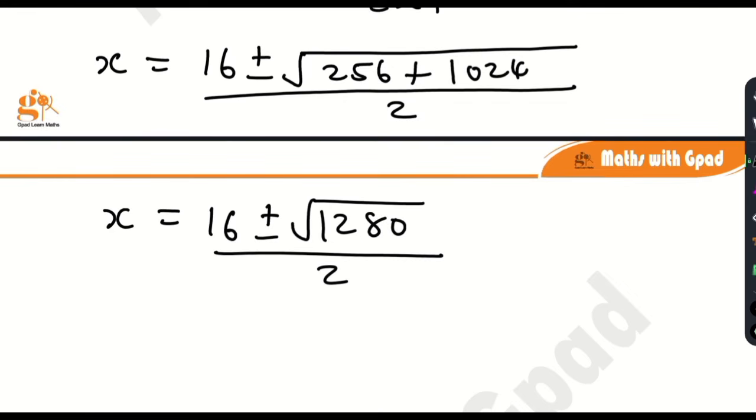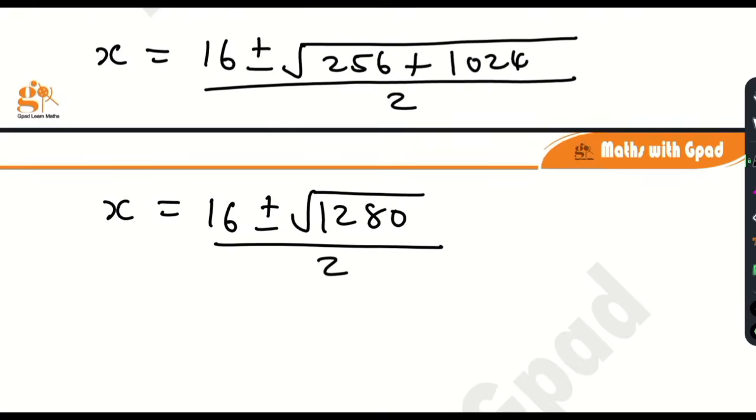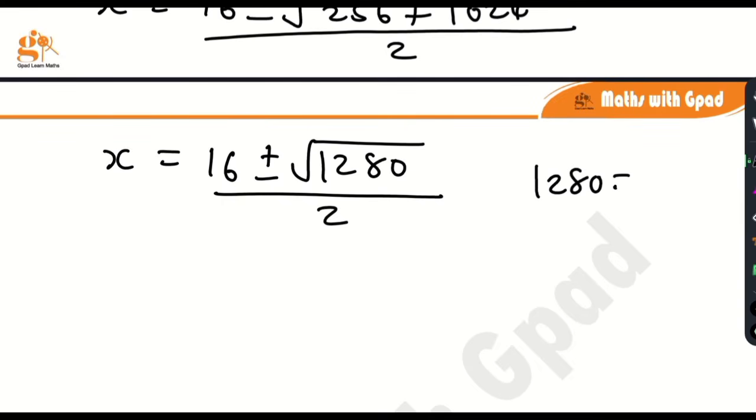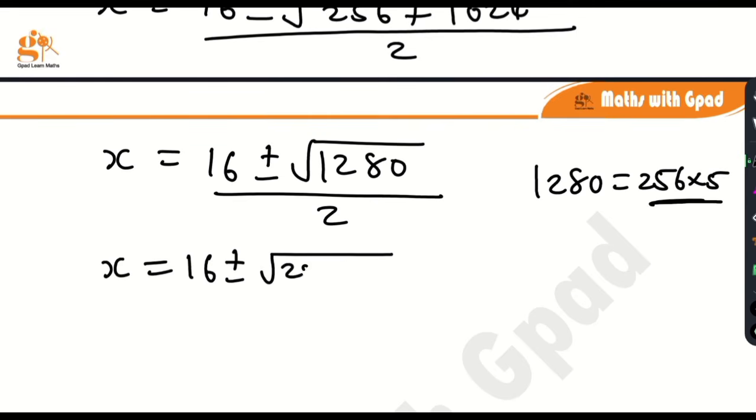So can we break 1280 so that one of the numbers would be a perfect square? Yes, we can. 1280 is equal to 256 times 5. If you multiply these two numbers, you will get 1280. 256 is a perfect square. It means that when you apply the square root to that number, you get a whole number. So that's why we chose 256 to be one of the numbers. So we have that x is equal to 16 plus or minus the square root of 256 times 5, all divided by 2.